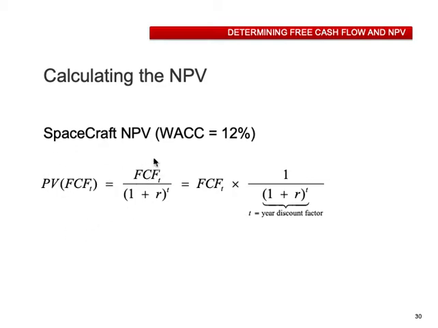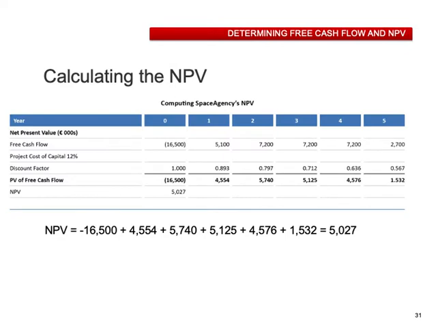This is the first method, and this is going to be the second method. In the slide after this one, I have calculated the NPV using this method. Okay? Here I have made a table which shows you the cash flow per year, 0, 1, 2, 3, 4, and 5. And the cash flow from the previous exercise is 16.5 million negative at T0, so at the start of the project. 5.1 million, 7.2, 7.2, 7.2, and 2.7.